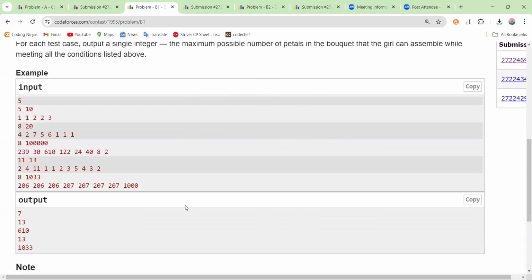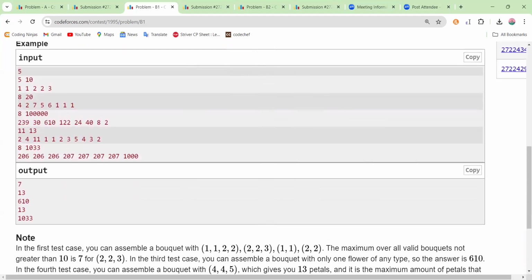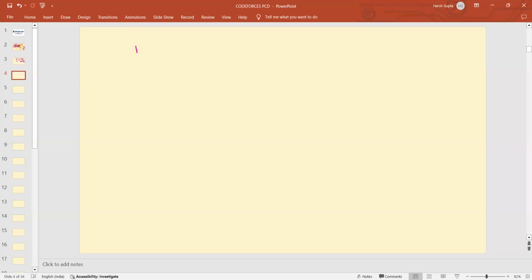Okay, so let's understand what the question says. The question is that you have been given n flowers.